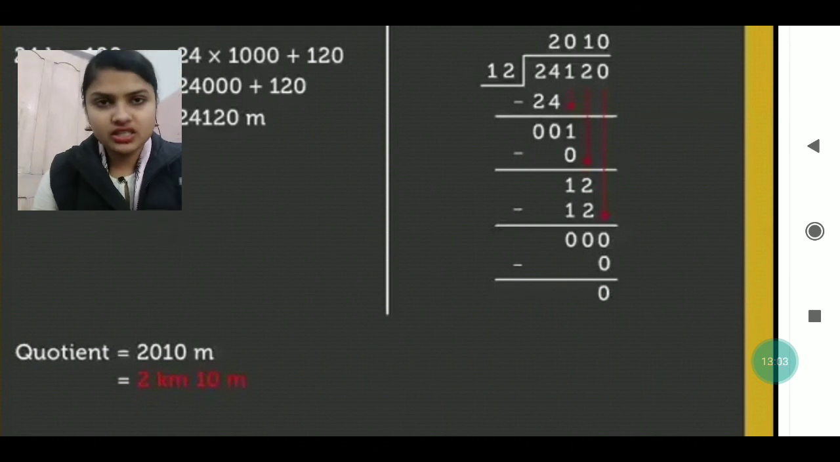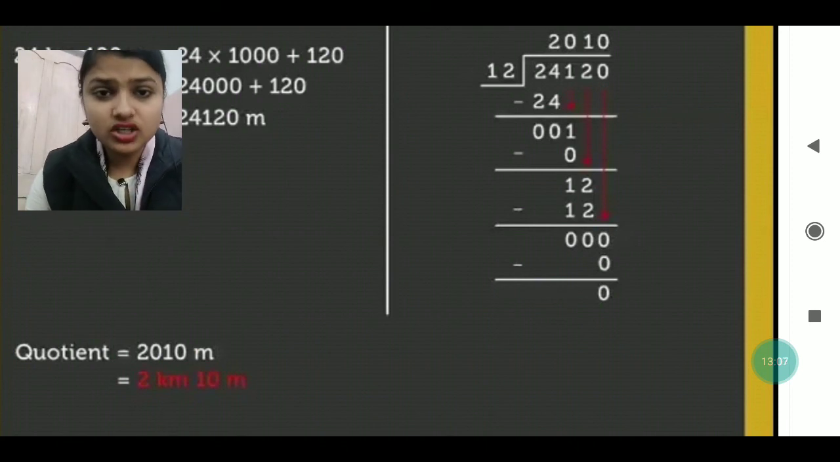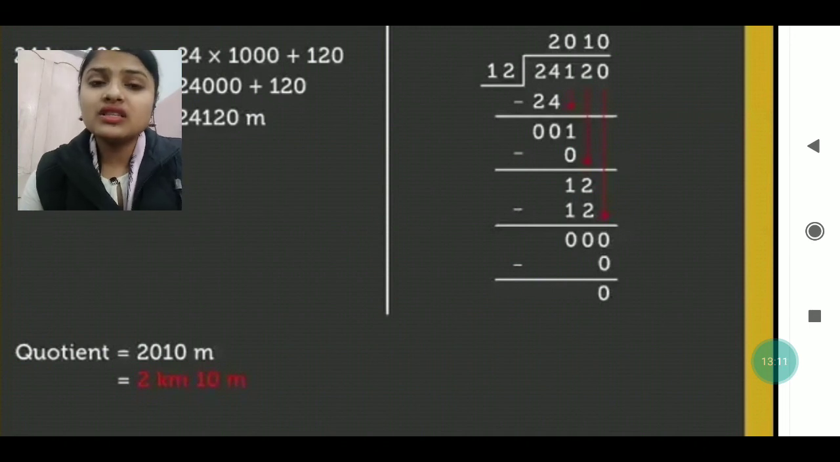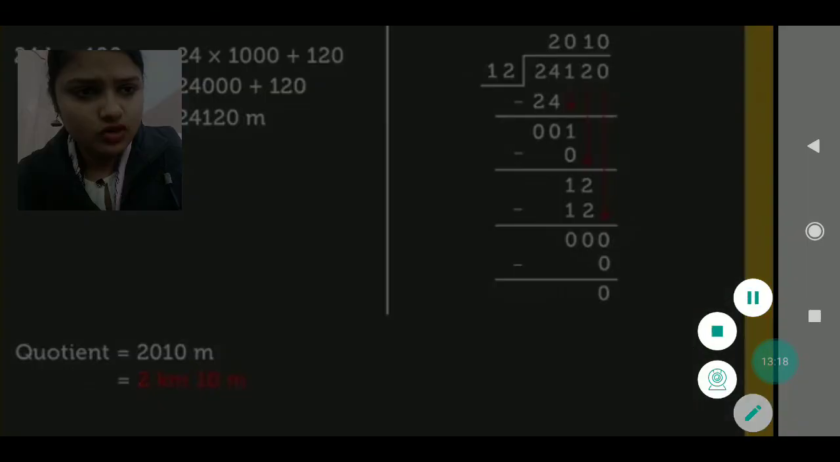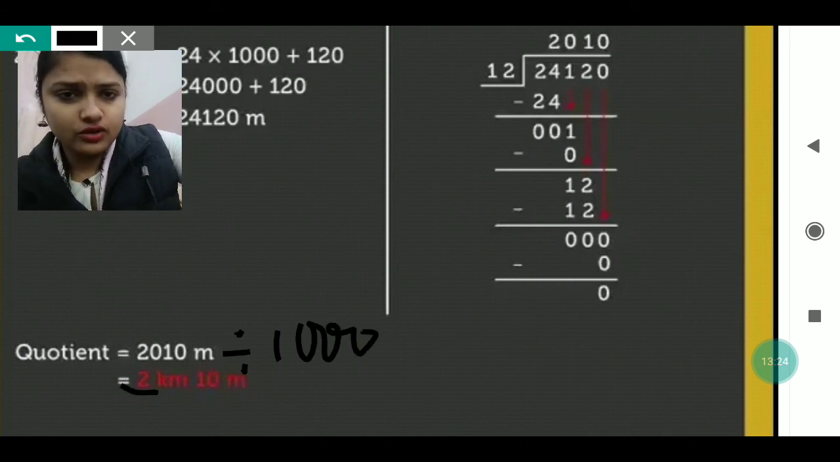You can see that in the same way, the question which is written here downside, 2010, is being distributed in that form by dividing it by 1000, in kilometers and meters. When you divide, you will get 2 kilometers and 10 meters.